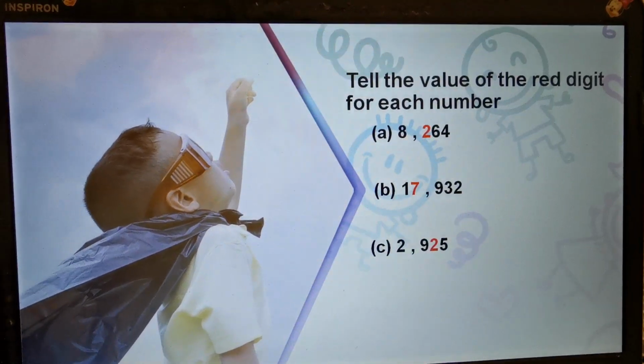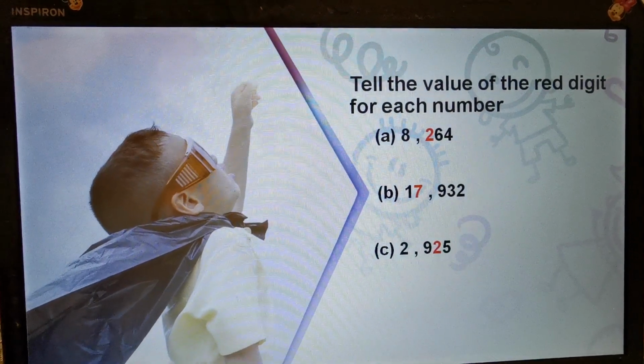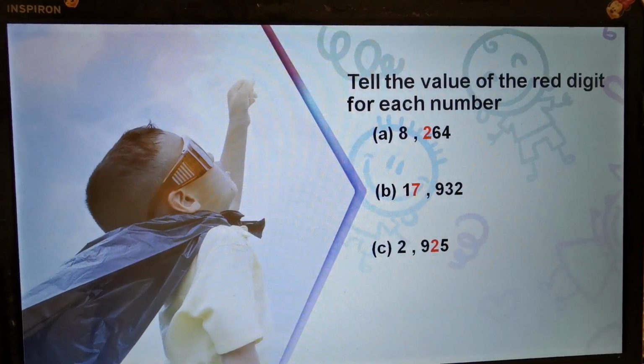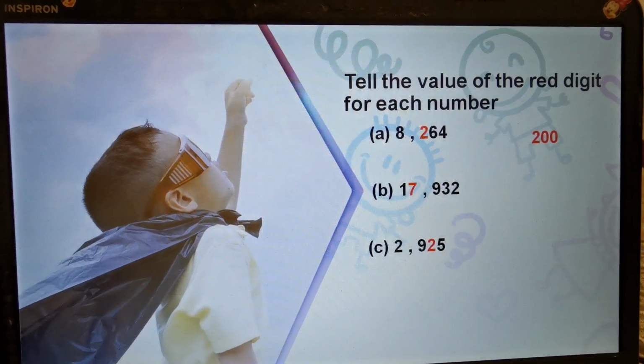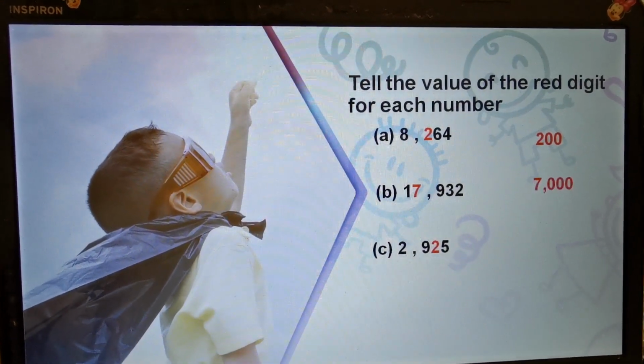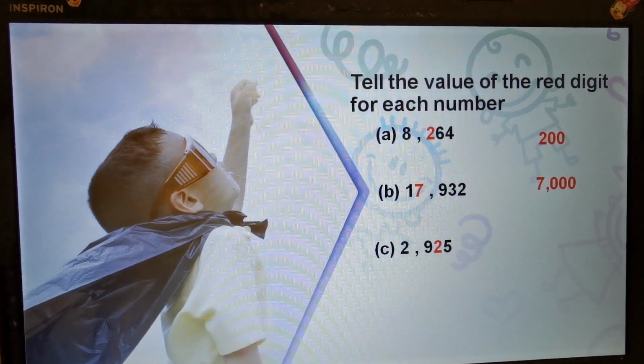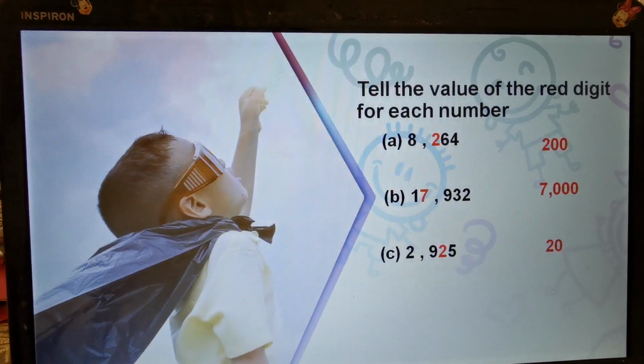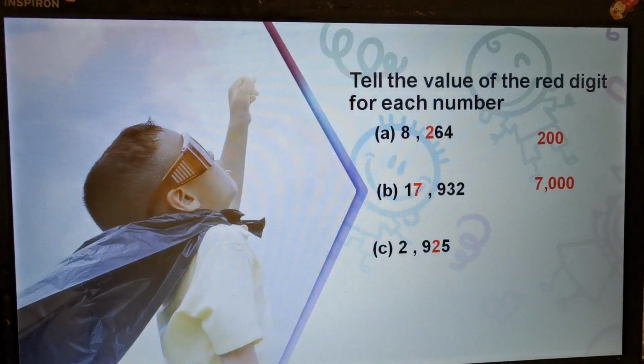Now tell the value of the red digit of each number. The first one will be, yes, 200. The second one, 7,000. The third, 20. Excellent.